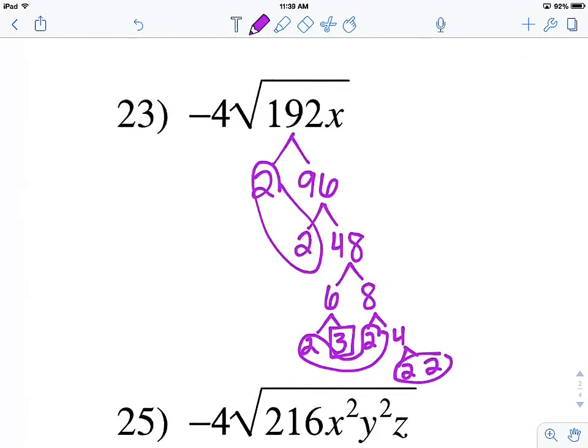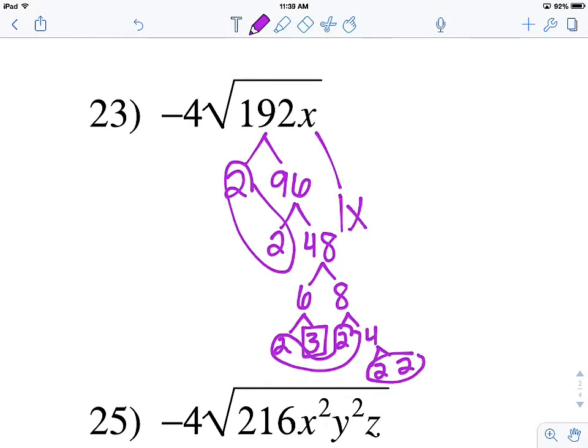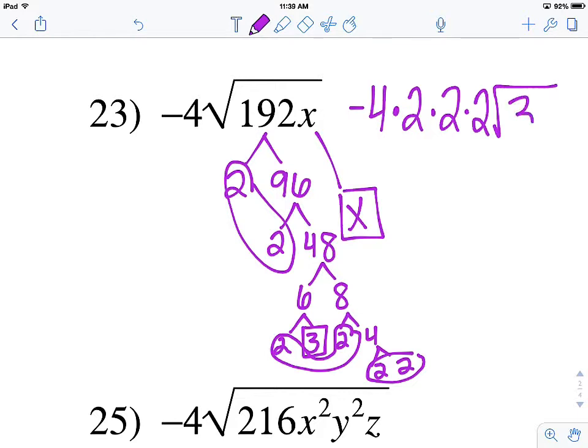For the x, we're just going to box it because there's only one of them. So the -4 is already there, but then we're multiplying one pair of 2's, two pair of 2's, three pair of 2's, and then left over on the inside we have a 3 and we have an x. So this simplifies. -4 times 2 times 2 times 2 is -32 square root 3x.